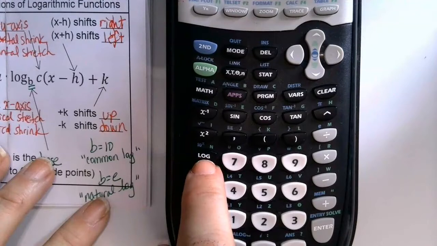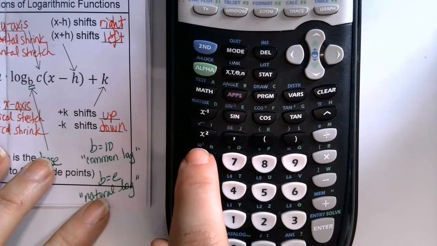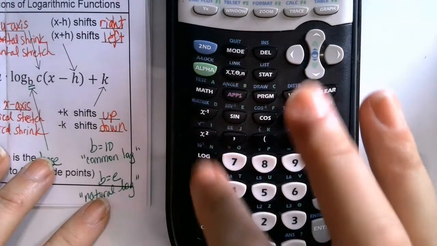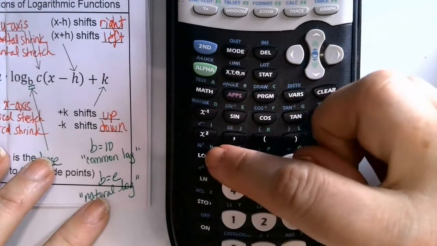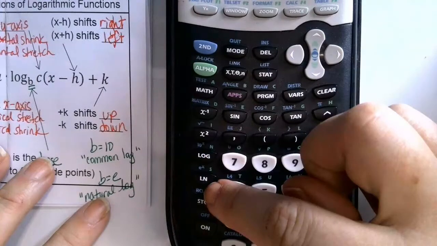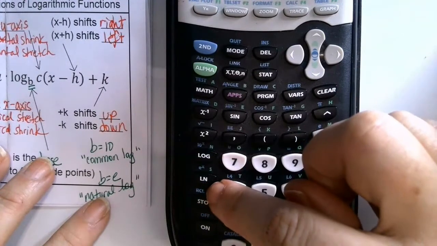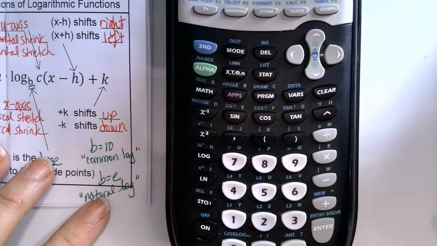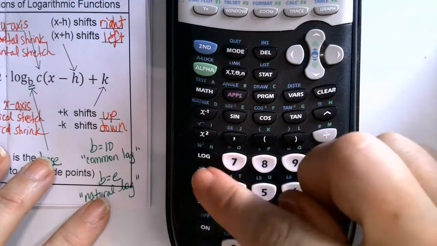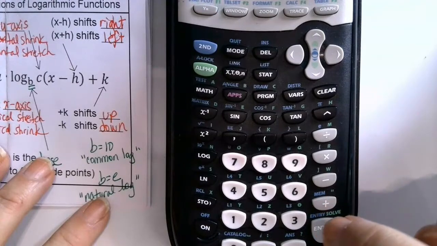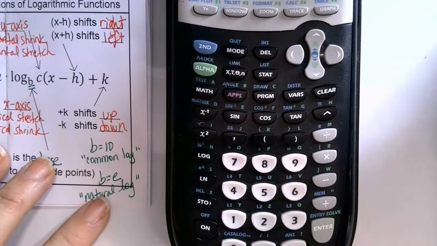Same thing for the log button: up above it in blue paint, it says 10 to the x, and a common log is the inverse of the exponential with a base of 10. So for these 2 buttons on your calculator, just remember the log is base 10, the ln, the natural log, is base e, and those are the only 2 bases that you can graph in the calculator. You can't graph them if they have another base other than 10 or e, for example log base 2 or log base 4.